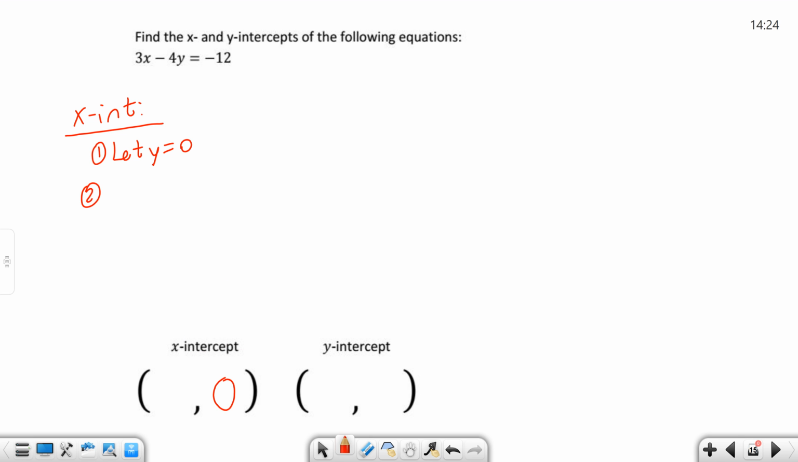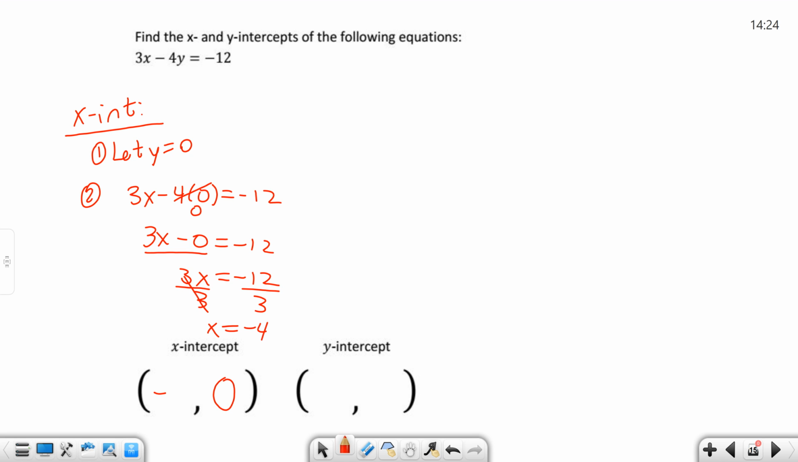So 2, this thing is solve for X, right? So 3X minus 4 times 0 equals negative 12. Well, 3X minus, that becomes 0, right? Equals negative 12. What is 3X minus 0? That's 3X equals negative 12. Then we divide both sides by 3, and we get X is equal to negative 4. So that's the proper way to go through doing this, okay?